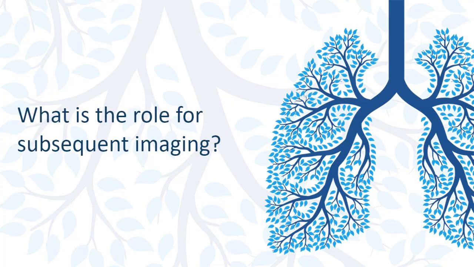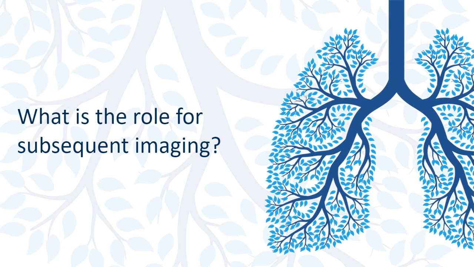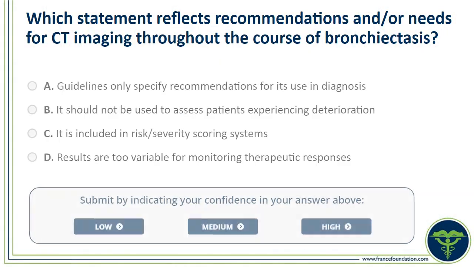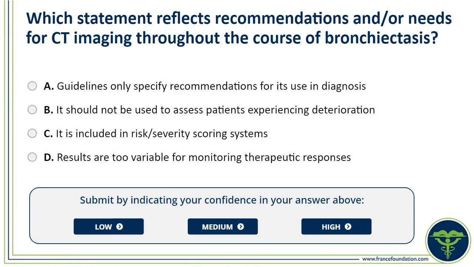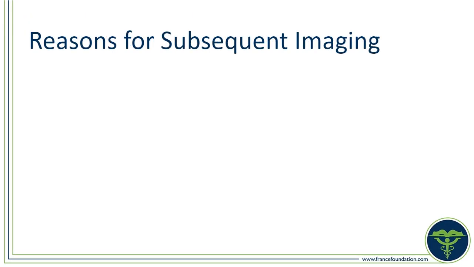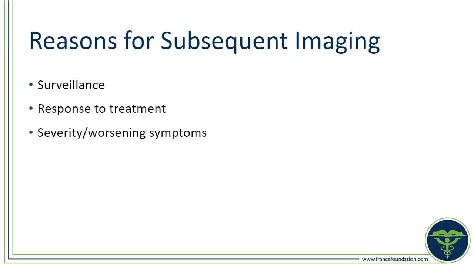What is the role for subsequent imaging? Which statement reflects recommendations or needs for CT scan imaging throughout the course of bronchiectasis? The reasons for subsequent imaging are many, which include surveillance, a response to see how the patient is responding to treatment. If the patient's symptoms are worsening, imaging may be obtained, and even for patient education, which has been considered very impactful.